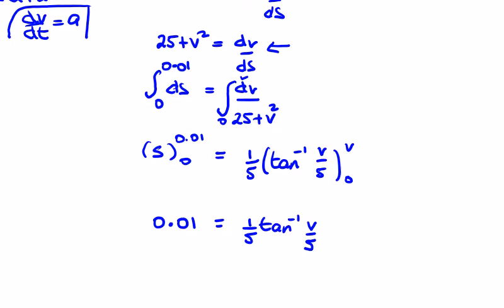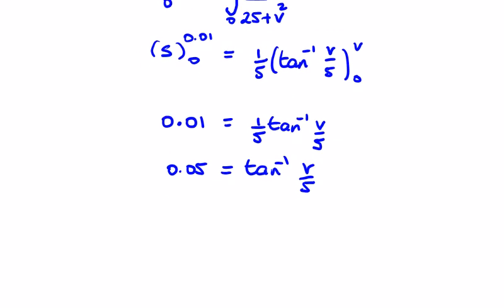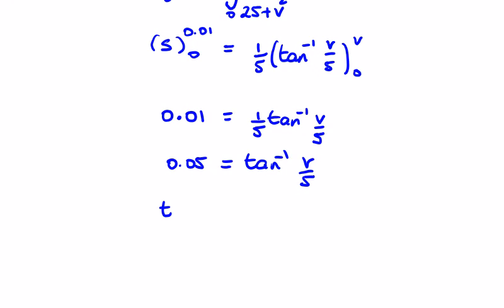Might as well multiply by 5 to get 0.05 is equal to the inverse tan of v over 5. So that means the tan of 0.05 is equal to v over 5. So 5 times the tan of 0.05 is equal to v.